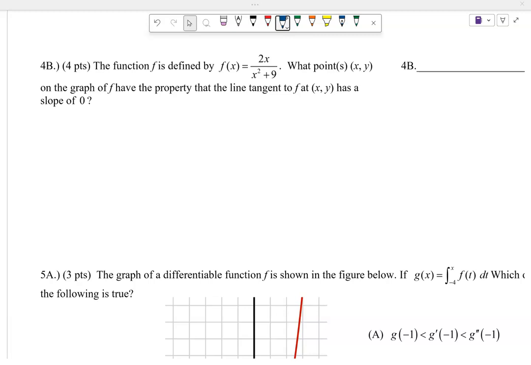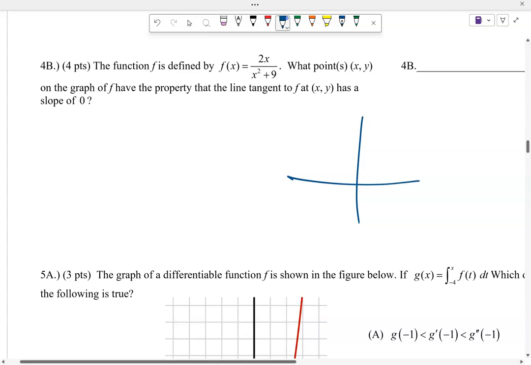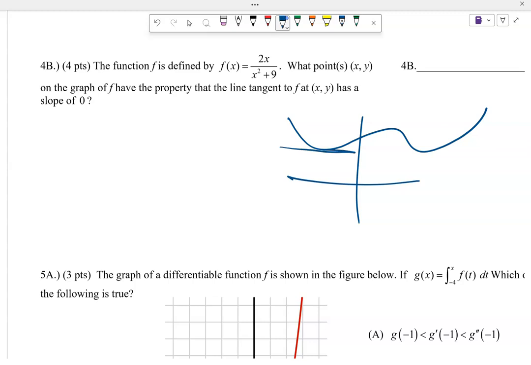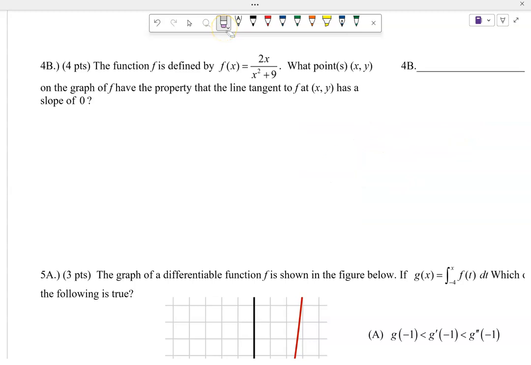All right, here we've got a function, and it's asking where this function, and who knows what this looks like, but where does it have the tangent line 0, right? So we're going to take the derivative and find where the derivative is equal to 0, has a slope of 0. Slope of the tangent line, that's our derivative. So we're going to go ahead and take this derivative using the quotient rule.